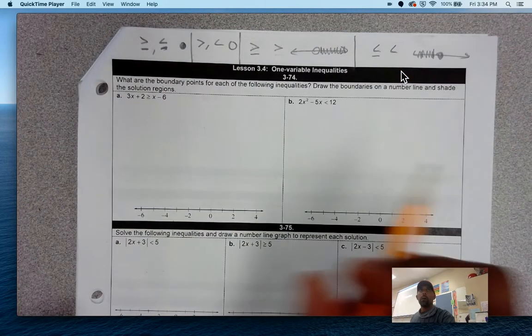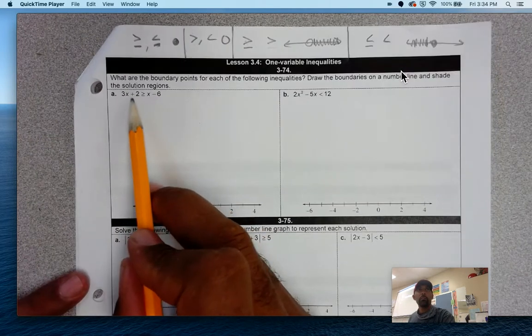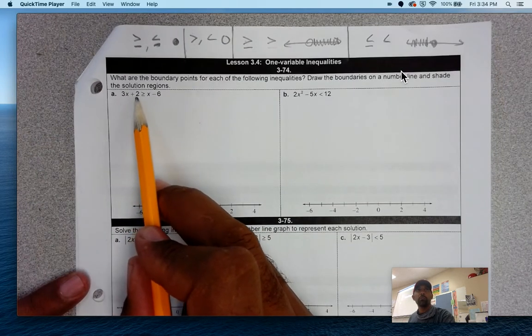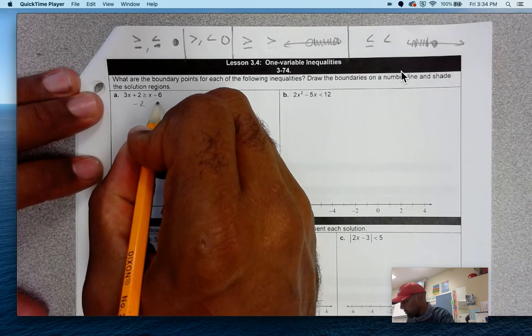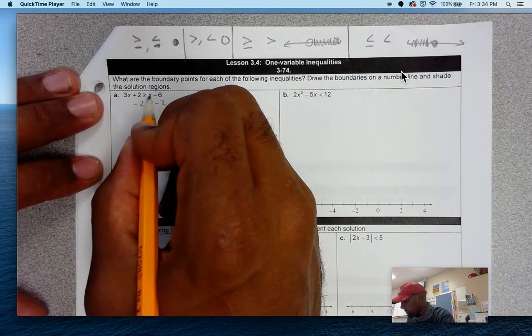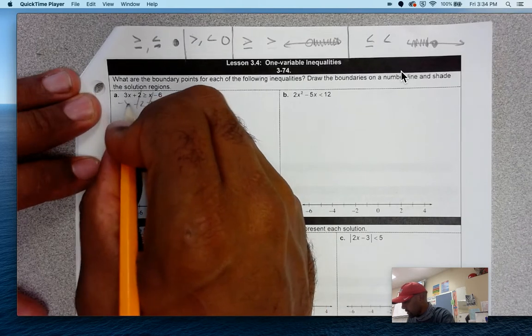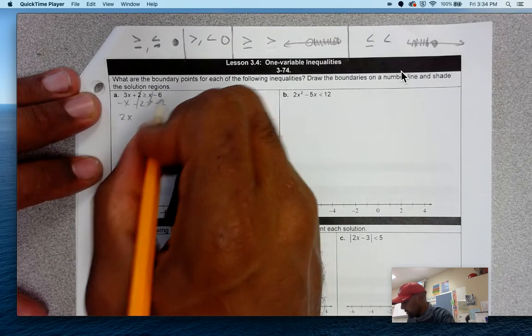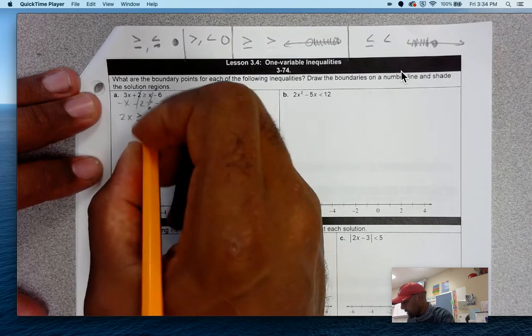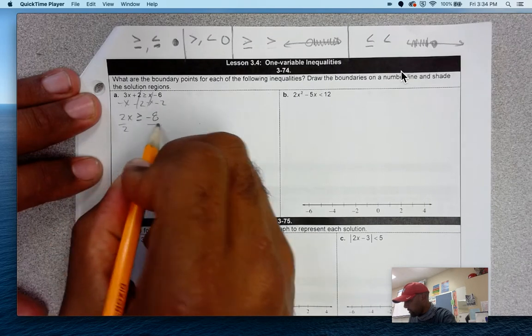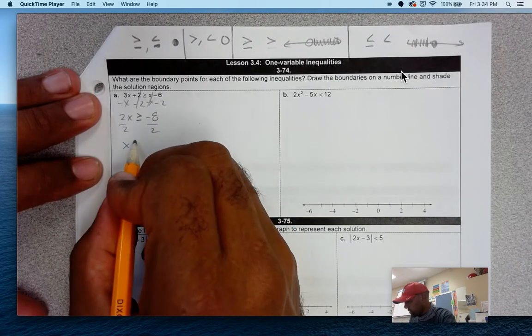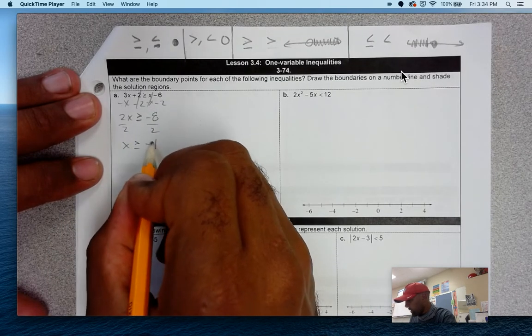Okay, so here we're going to solve for x. Treat this like it's an equal sign. So I'm just going to subtract 2 from both sides, subtract x from both sides. You get 2x here, and it's greater than or equal to -8. And last step, divide by 2. So x is greater than or equal to -4.